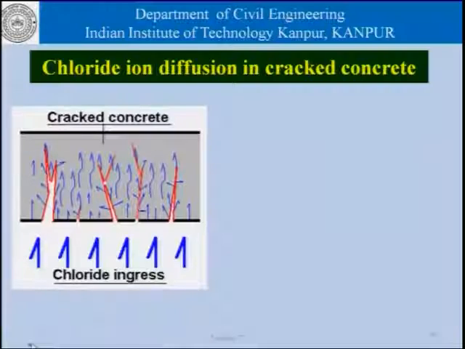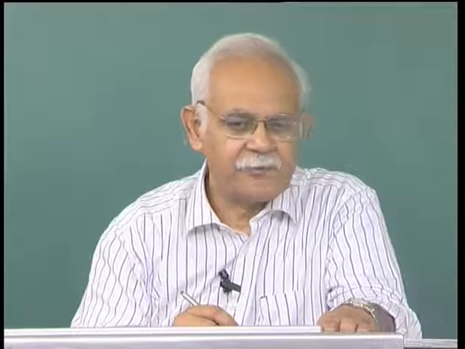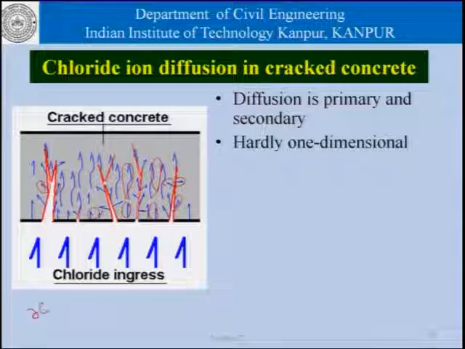Now, if you look at chloride ion diffusion in cracked concrete, this is what really is happening. Part of this diffusion process is through the main concrete, and part of it is not diffusion through the main concrete but is coming through the cracks, and what we have is hardly a one dimensional diffusion. Normally, we assume chloride penetration in concrete to be a one dimensional diffusion process, and that is why, if you recall, we saw the equation which looked like del 2 c by del x square is equal to D times del c by del t.